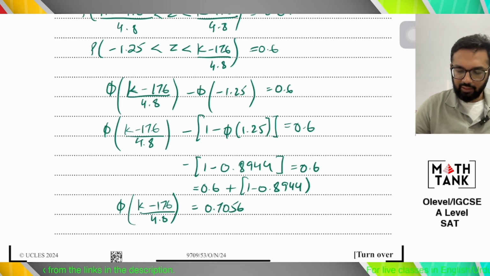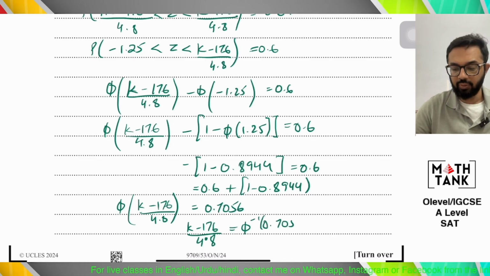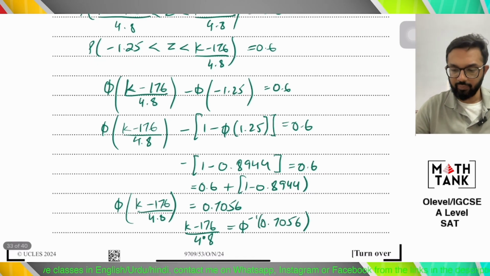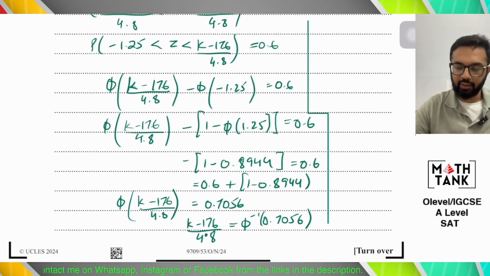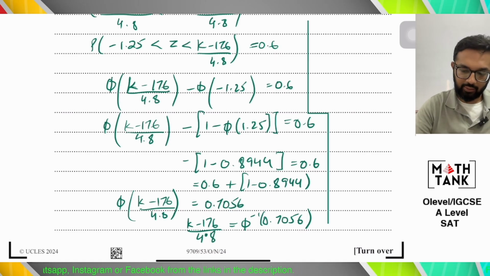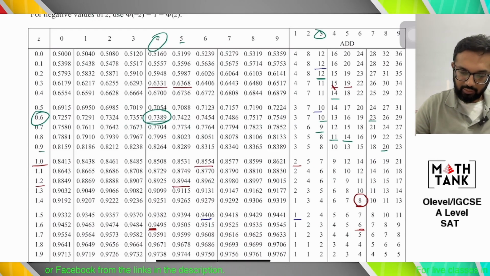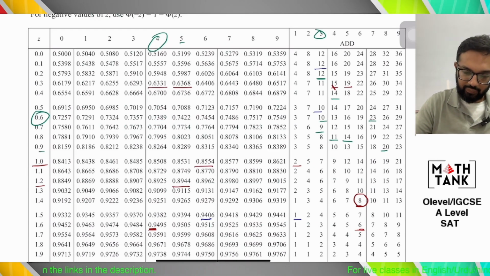I need to do phi inverse of 0.7056. An easier way would be to use your calculator and do the inverse normal function, as I've said before in the videos for the topic. But if you don't have your calculator, then you go into the table: 0.7054 and plus 3, so 0.541.